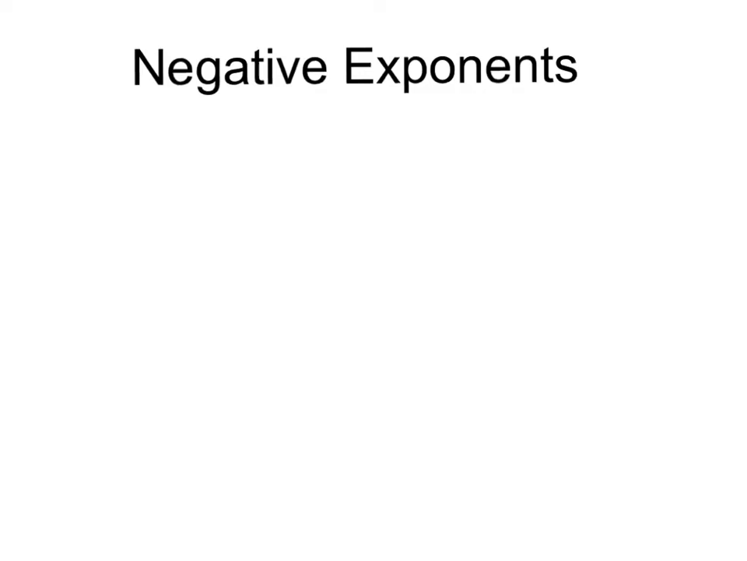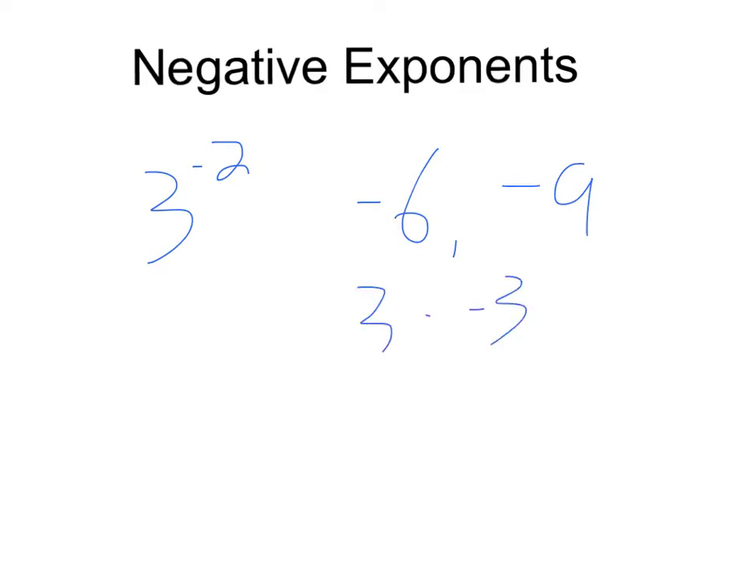So we're going to talk about negative exponents, and the important thing to remember is something like this. 3 to the negative second does not mean negative 6, does not mean negative 9, it doesn't mean 3 times negative 3, it doesn't mean negative 3 times negative 3, it doesn't mean 3 times negative 2. None of that, okay? What it does mean is, on the next page, 3 to the negative second would actually be 1 over 3 to the second, which is 1 over 9.